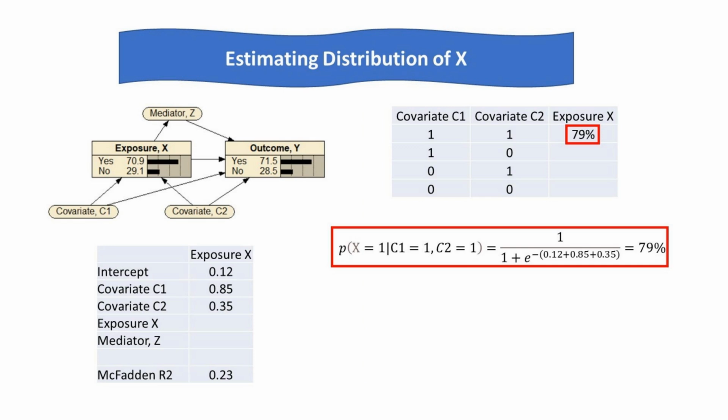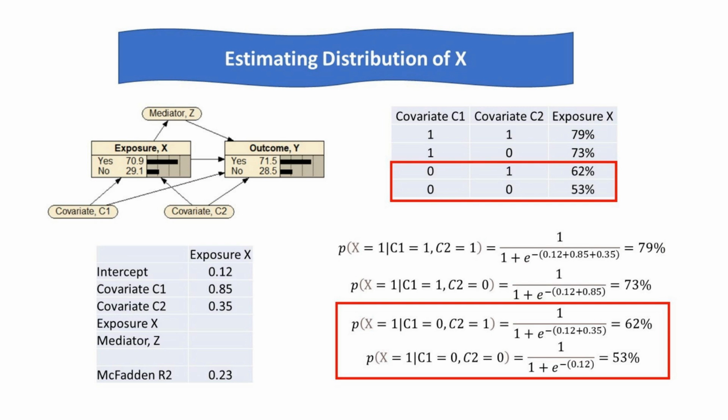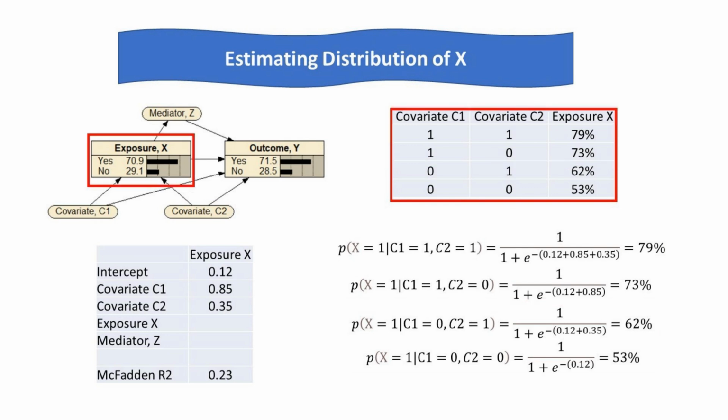The regression equation for exposure x is used to calculate the probability of the exposure variable x. When both covariates are present, the conditional probability is 0.79. The conditional probability of exposure given presence of C1 but absence of C2 is 73%. Similarly, evaluating the regression equation for each row gives us the values of 62% and 53%. This completes the joint distribution of exposure variable x.